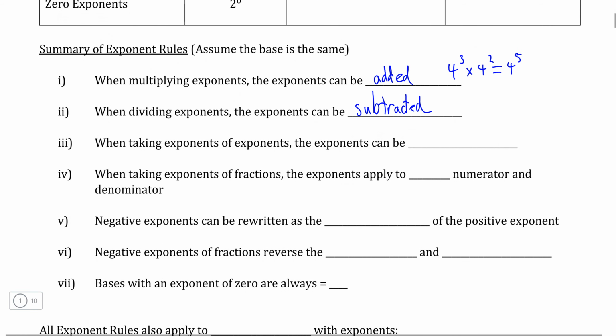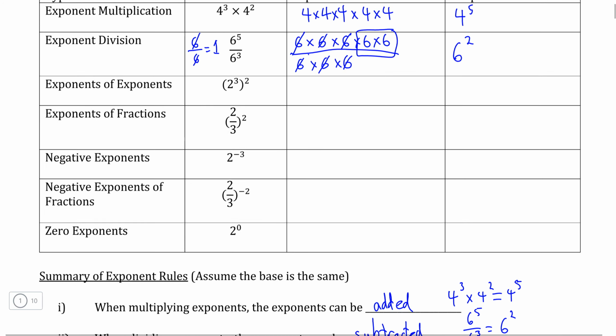When we do exponent division, this is often why it's referred to as the subtraction rule. For example, using our exponent division, 6 to the exponent 5 divided by 6 to the exponent 3, if we simply take 5 minus 3, we get 2, and therefore we can write the overall exponent as 6 to the exponent 2 simply by subtracting the two exponents.